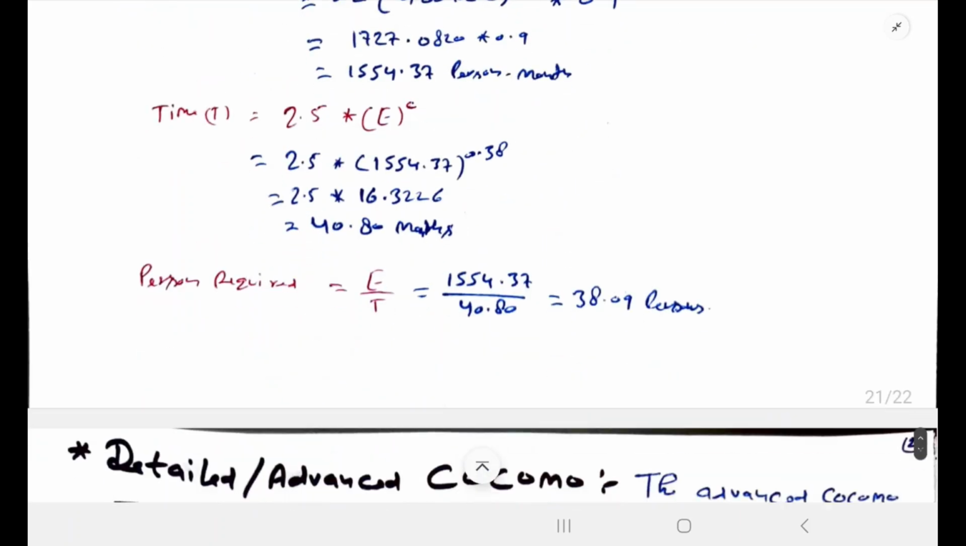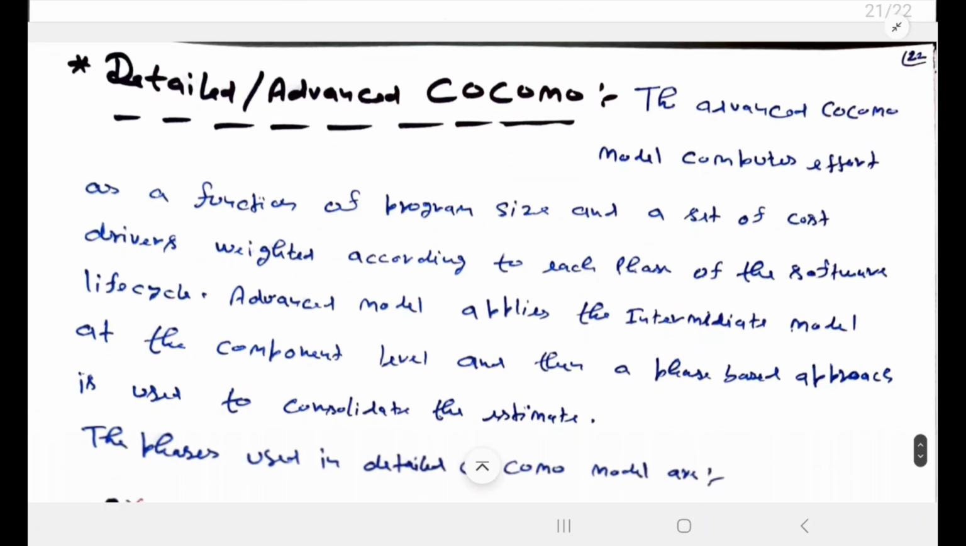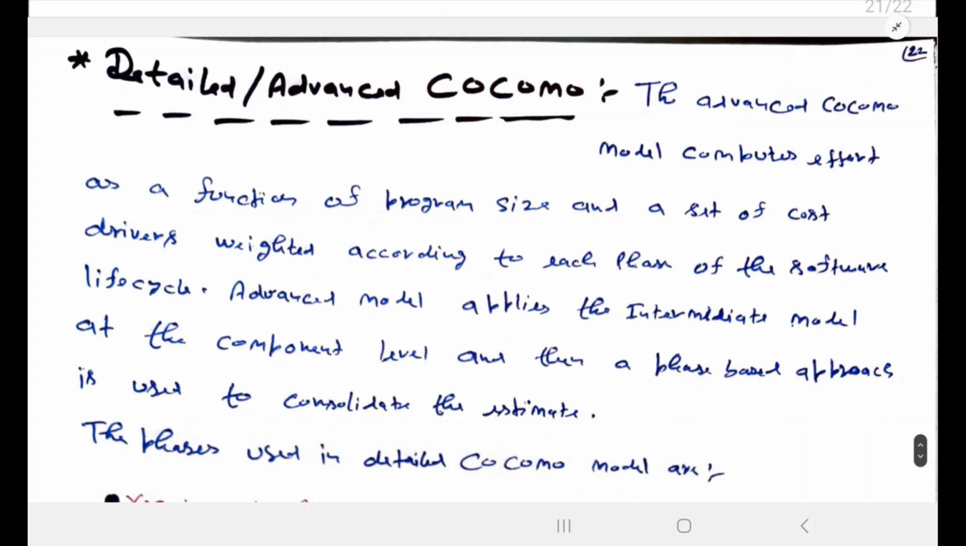Here the question is already solved. Now come to our last mode, that is detailed or advanced COCOMO. The advanced COCOMO model computes effort as a function of program size and a set of cost drivers weighted according to each phase of the software life cycle. The advanced model applies the intermediate model at the component level, and then a phase based approach is used to consolidate the estimate.